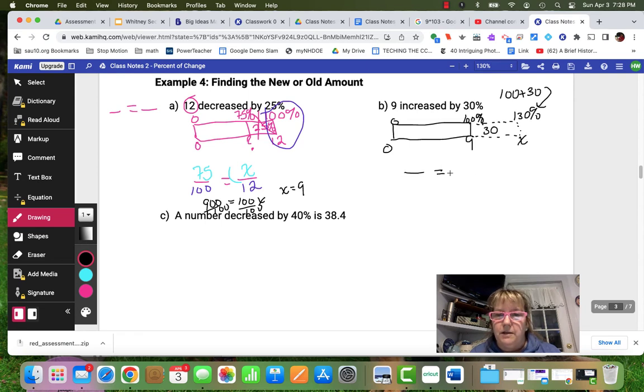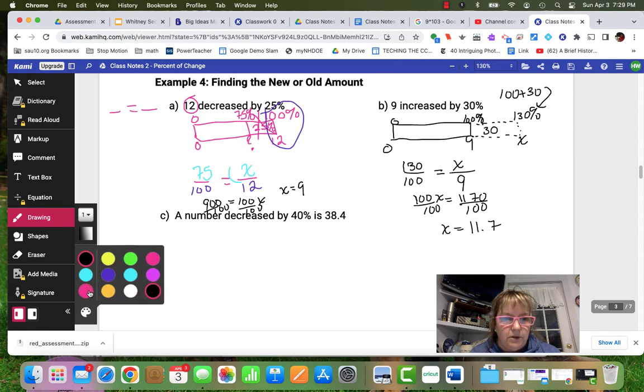So again, the proportion falls out. The percent over 100 is 130 over 100. 100% of the item is 9. That was the whole amount, and the new is here. So again, we cross multiply, we get 100x is equal to 9 times 130, which is 1,170. Divide both sides by 100. So if you increase 9 by 30%, you end up with 11 7/10.